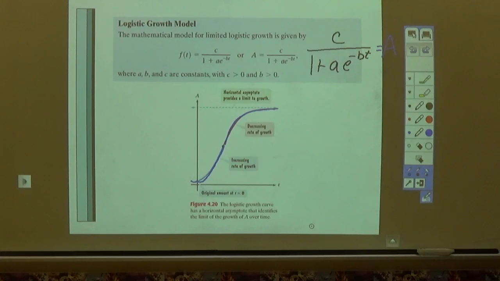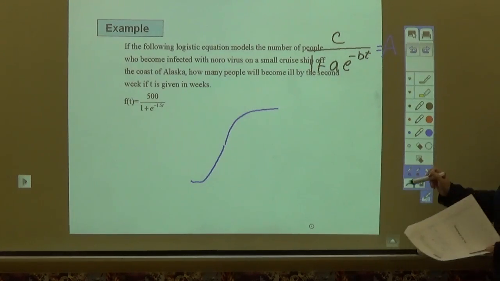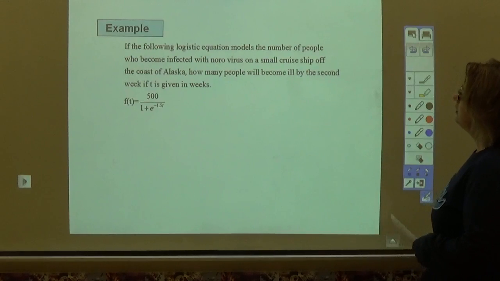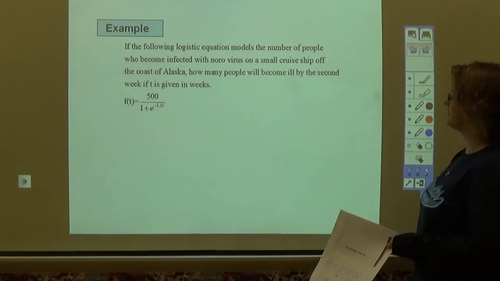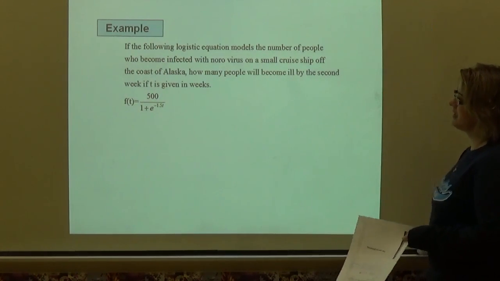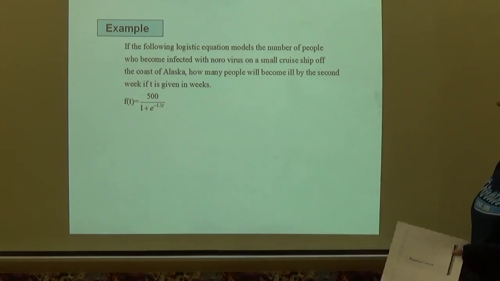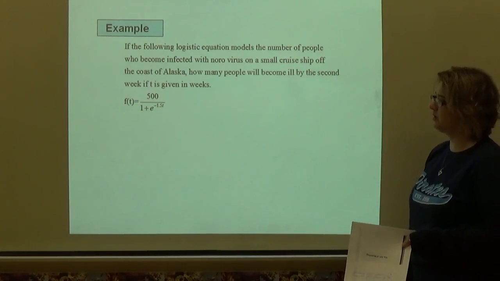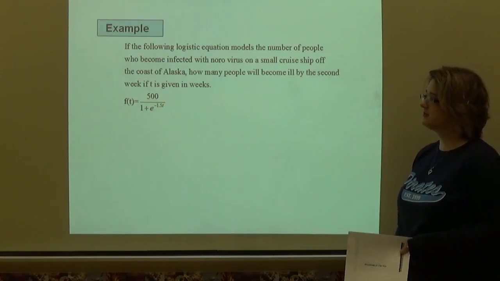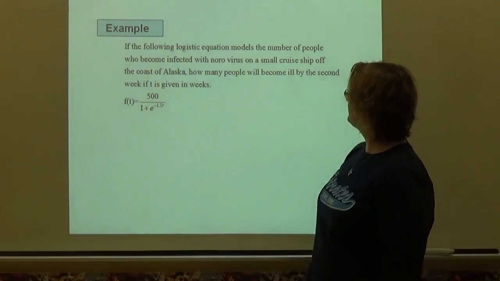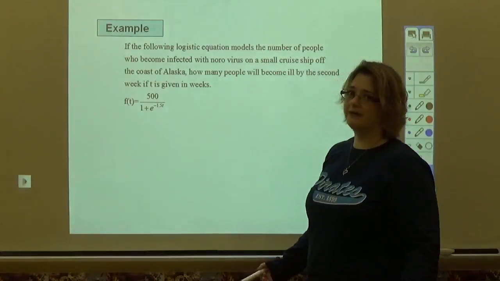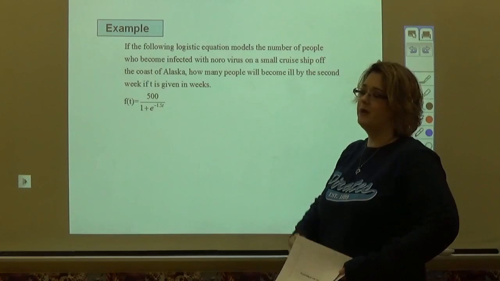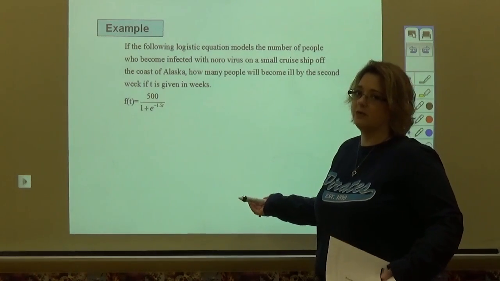Okay. So let's look at an application of this. The following logistic equation models the number of people who become infected with norovirus on a small cruise ship off the coast of Alaska. How many people will become ill by the second week if T is given in weeks? So it just lays out the formula for us with all the given information plugged in. So basically that means there's 500 people on the ship. If they contain it to the ship, you can't go past 500, so it's not going to grow forever.